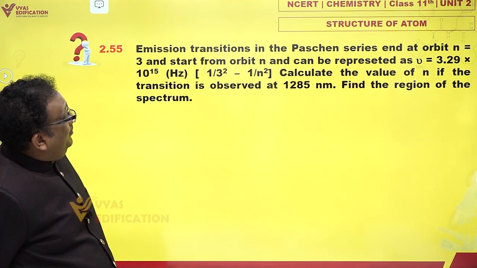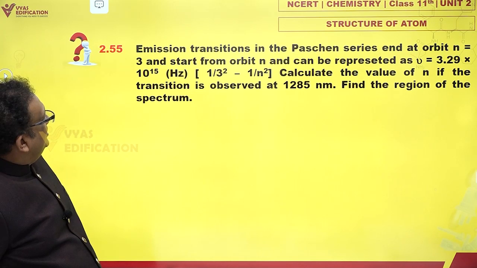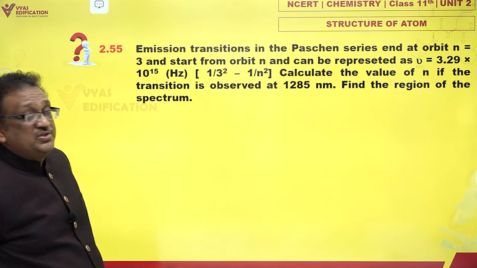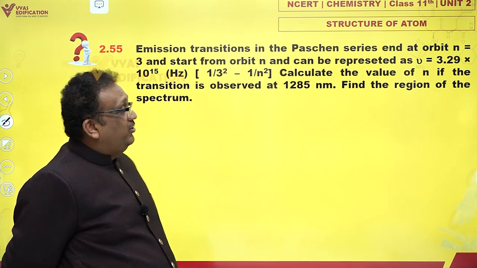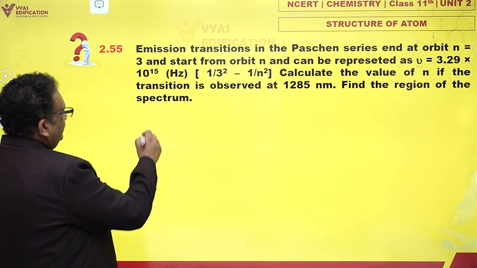Emissions from the Paschen series end at orbit n equal to 3, okay, and they start from orbit n and can be represented as nu equal to 3.29 into 10 raised to 15 hertz. Some formula has been given.